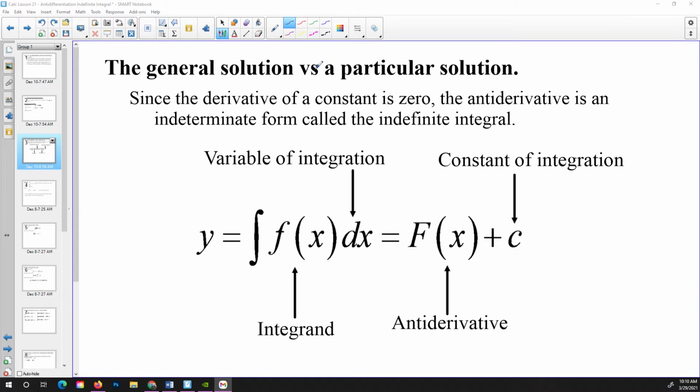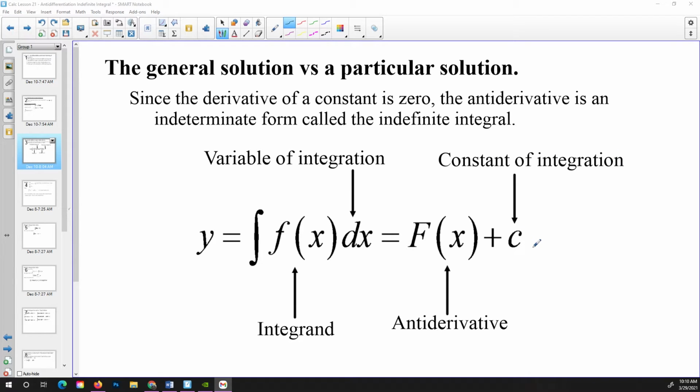The general solution versus a particular solution. Since the derivative of a constant is 0, the antiderivative is an indeterminate form called the indefinite integral. Let's define some of the notation here in this diagram. We have y equals, the variable of integration is this dx. The integrand is the function that is going to be integrated. The result is called the antiderivative, and this constant c is called the constant of integration.